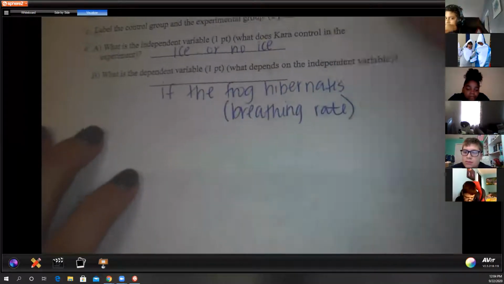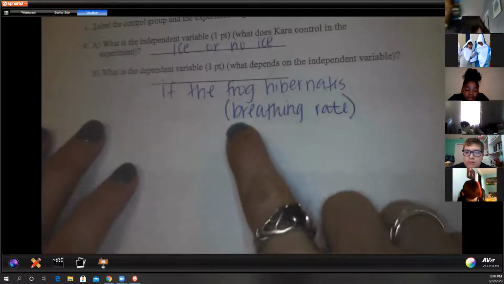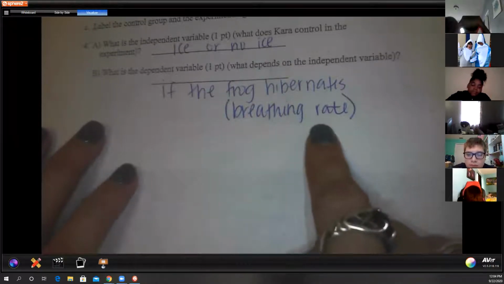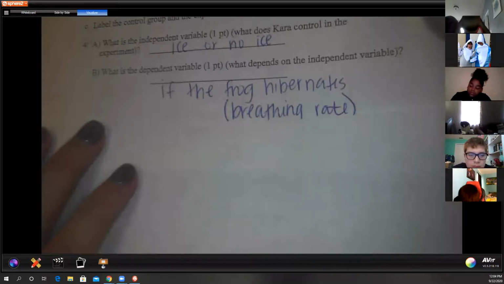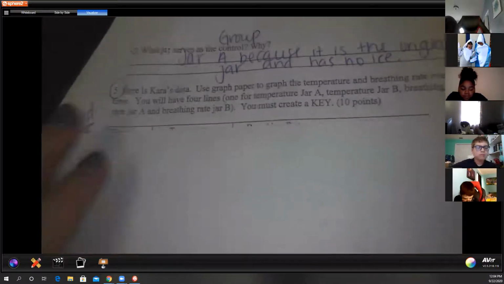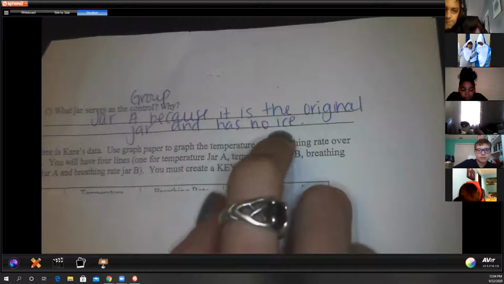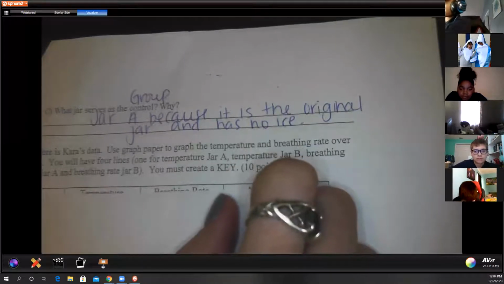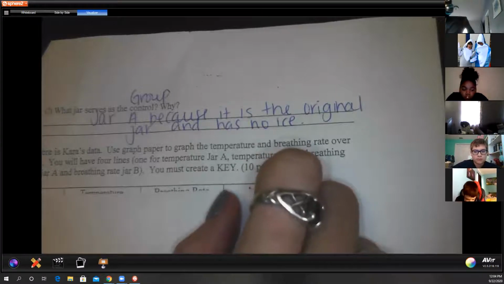And our dependent variable is if the frog hibernates. So we're actually specifically measuring the breathing rate. We already answered this question, but it said what was our control group, and it was jar A because it has no ice. Now, I want to make sure we have enough time for you guys to work on some of your study islands and answer the remaining questions.